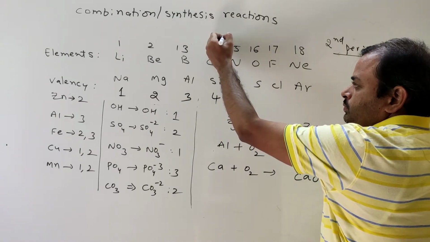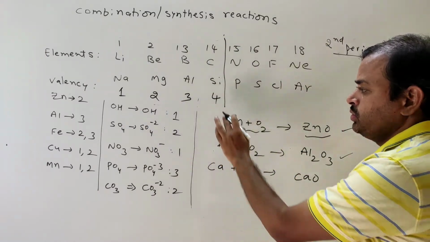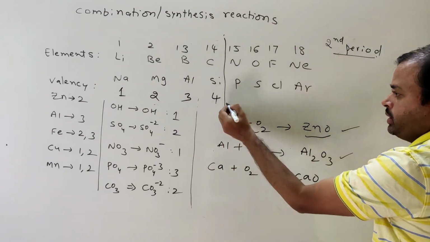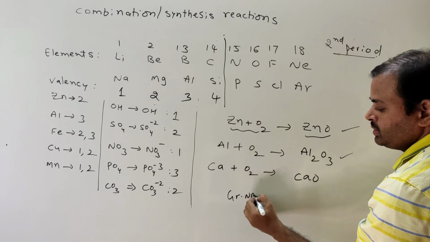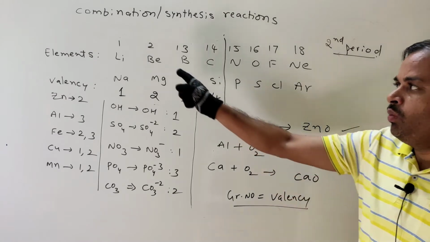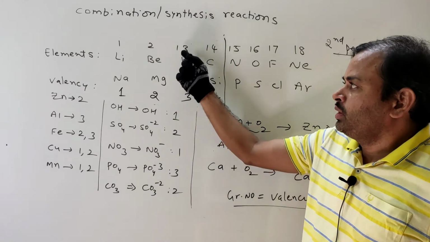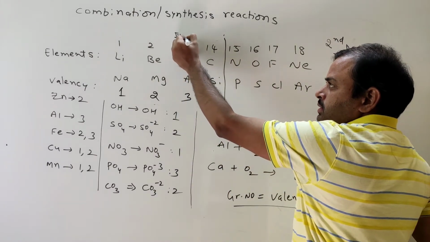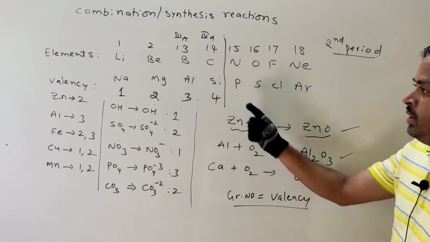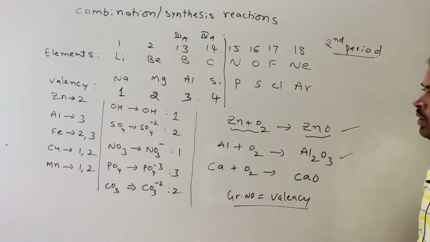So group number is equal to valency, which you should remember. Up to carbon, lithium to carbon, group number is equal to its valency. This is for the first to fourth groups: 1, 2, 3, 4. You can also call these third A, fourth A, fifth A, sixth A, seventh A, eighth A. So the group number is equal to its valency.